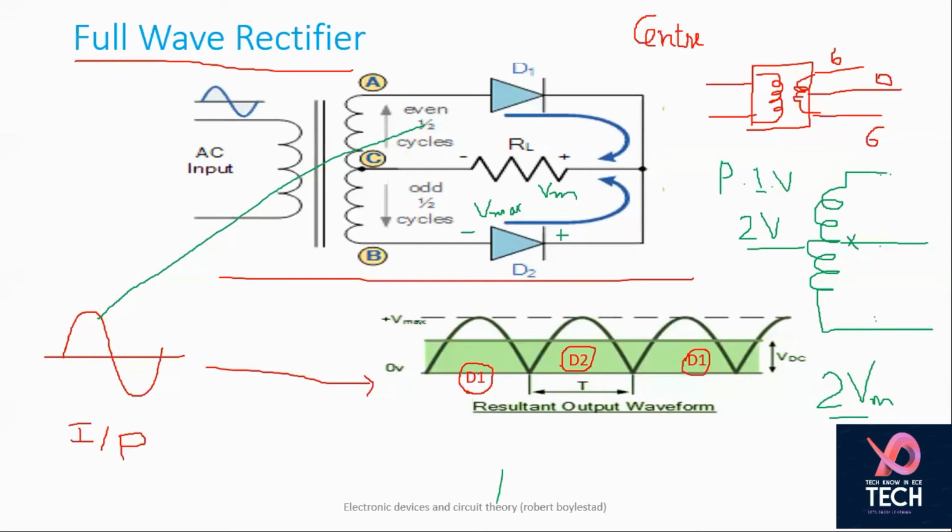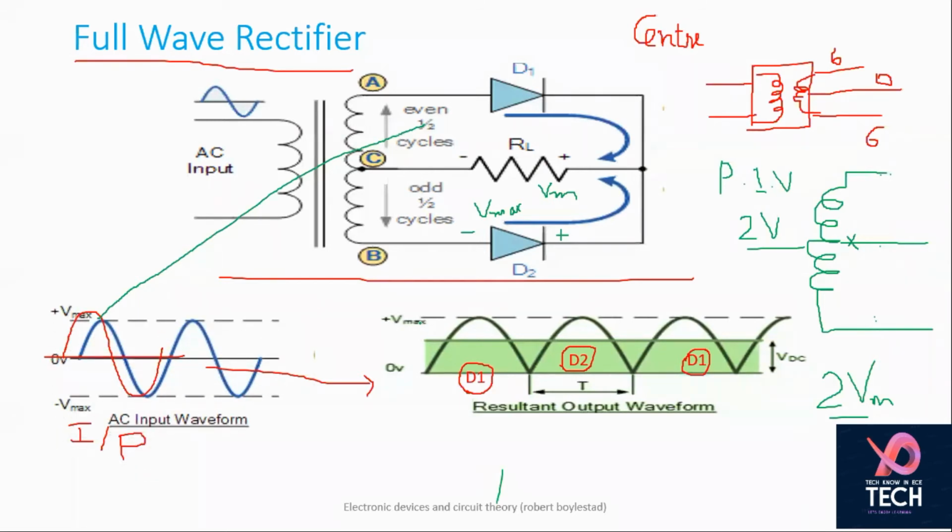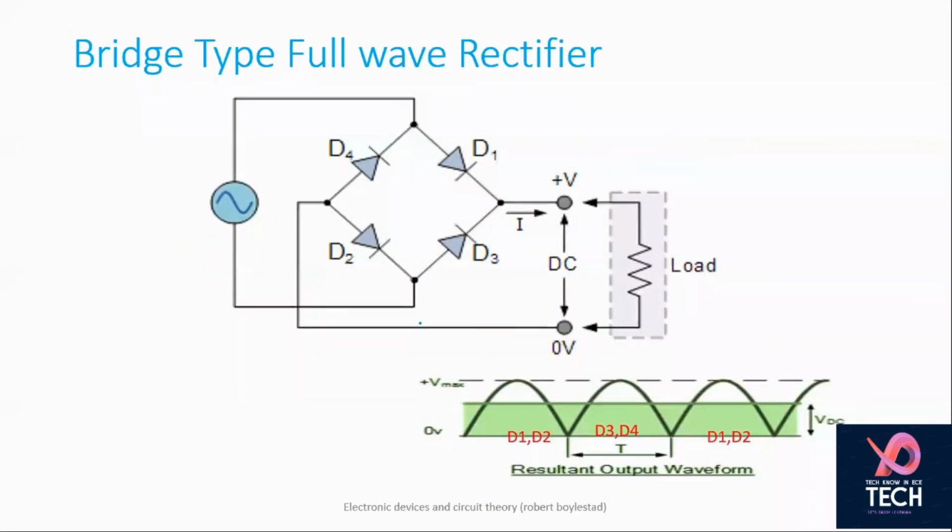No doubt. So I am proceeding ahead. So this is your input waveform and you're getting output waveform corresponding to that. Next is your bridge type full wave rectifier. So here you can see that we have 4 diodes incorporated in the structure D1, D2, and they are being arranged in anti-parallel. And in between, we are having a load resistance.